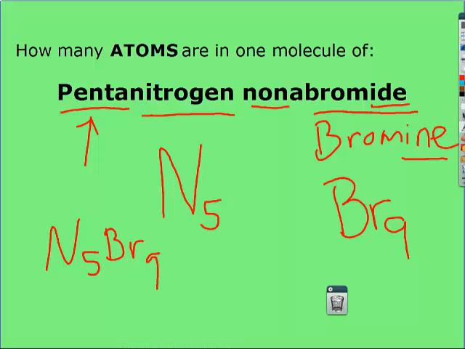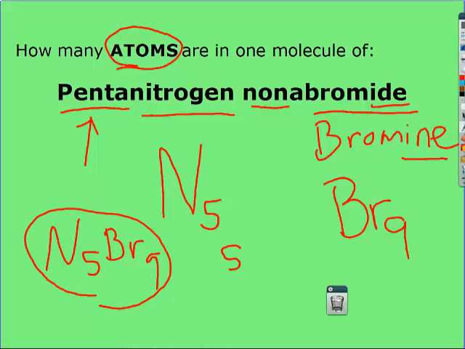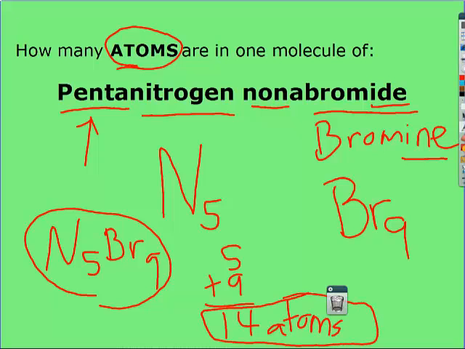Okay, but that's not the question. The question is how many atoms are in one molecule. So this is one molecule, so we have to count the atoms. We have 5 nitrogens plus 9 bromines, so that's going to give us a total of 14 atoms. Okay, and that's it. Easy peasy.